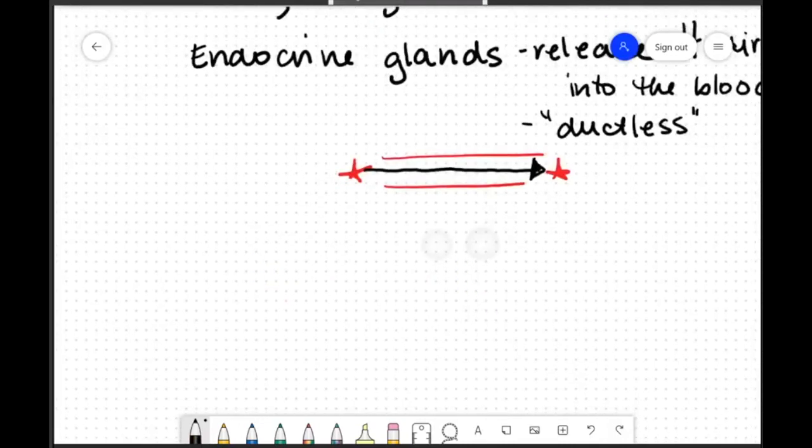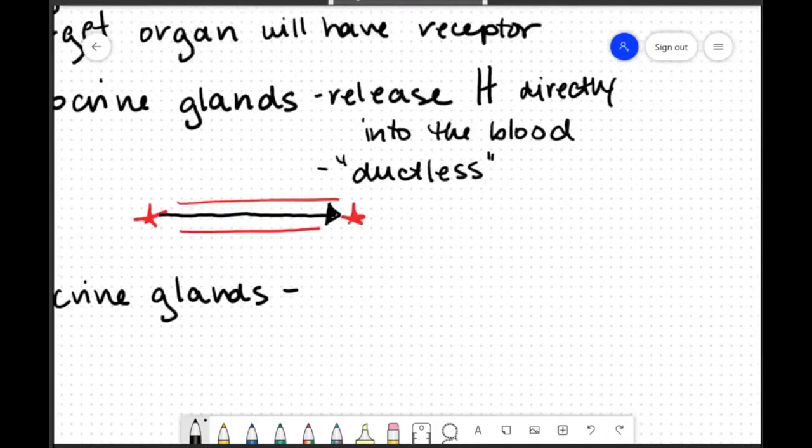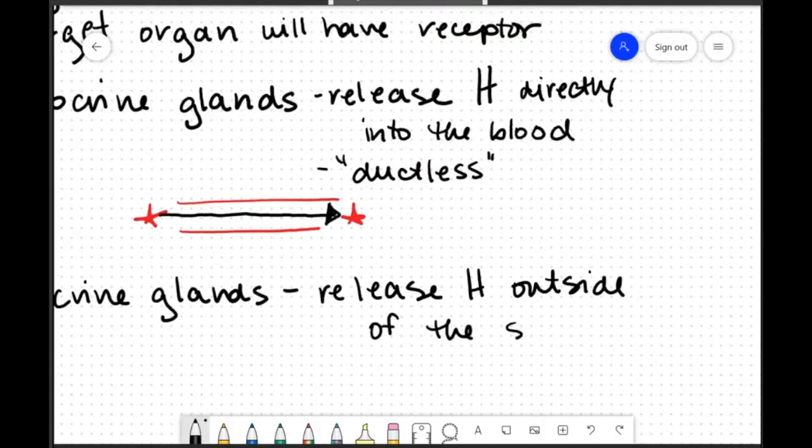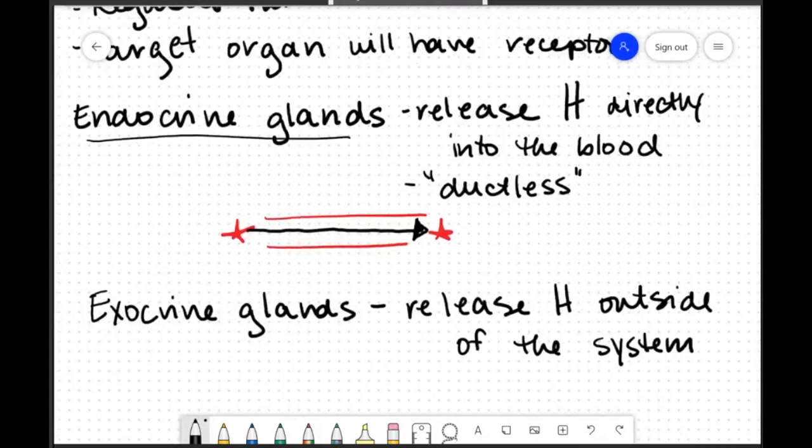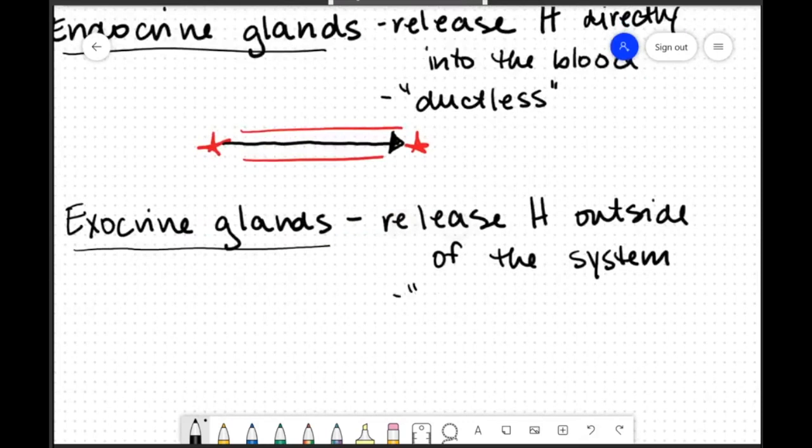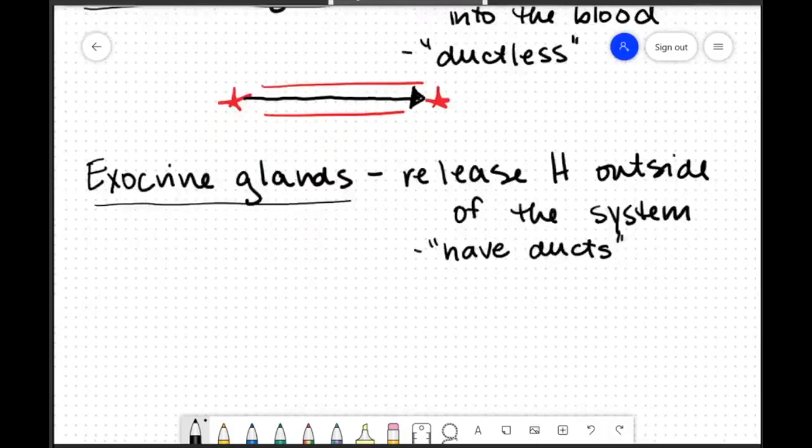You're also going to have glands that are called exocrine glands. An exocrine gland is going to release a hormone, but instead of releasing it directly into the blood, it will release whatever hormone it produces outside of the system. That sounds counterintuitive, but we're going to break that down in a second. If endocrine glands are considered ductless, exocrine glands have ducts, which essentially means they have an opening that releases them to the outside.